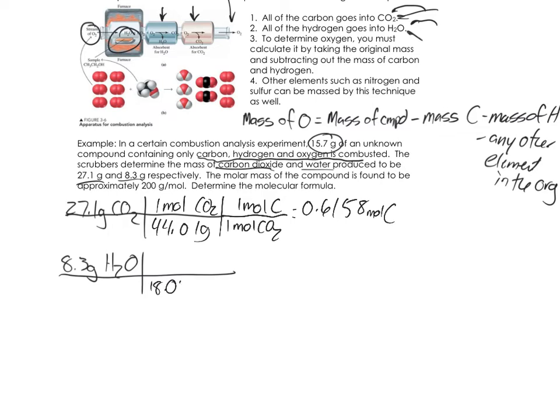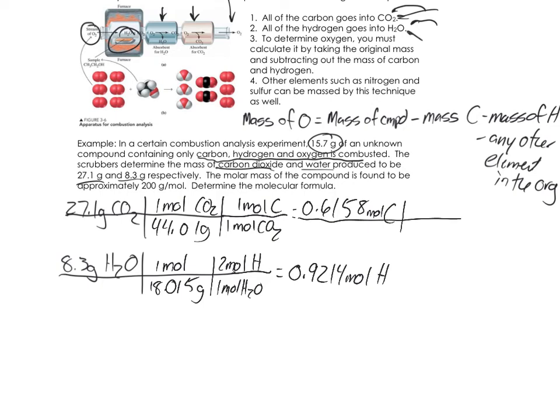For water, I have 18.015 grams in 1 mole. Now, for every 1 mole of water, I have 2 moles of H. That's an important distinction. Make sure you don't mess that up. Multiply across the top, divide by the bottom, and I end up getting 0.9214 moles H. So I'm going to need those later, but I need the masses for each one of these.